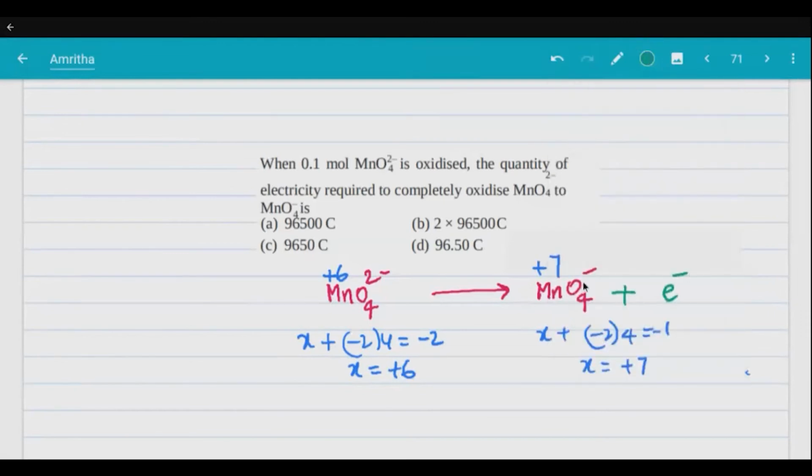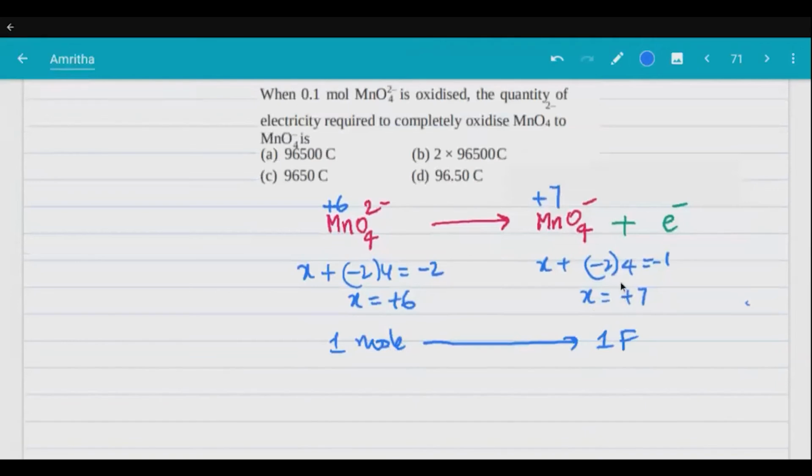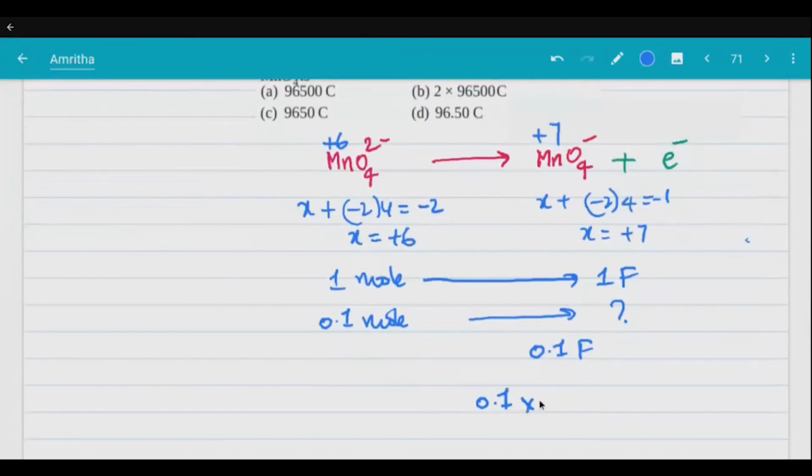So 1 mole you can take it as 1 Faraday. Very important. 1 ion, 1 electron. So 1 mole is oxidized, so 1 Faraday. 1 mole electron's charge is 1 Faraday. So there is one change, right? So 0.1 mole is how much? So 0.1 Faraday. But 1 Faraday is 96500 coulombs. So what is our answer now?